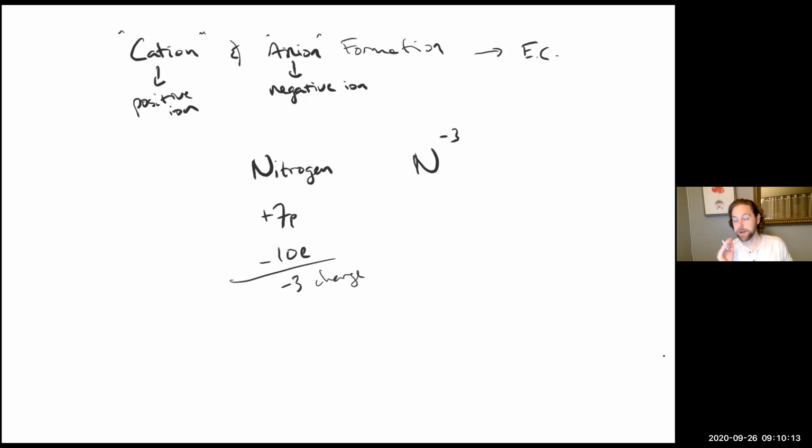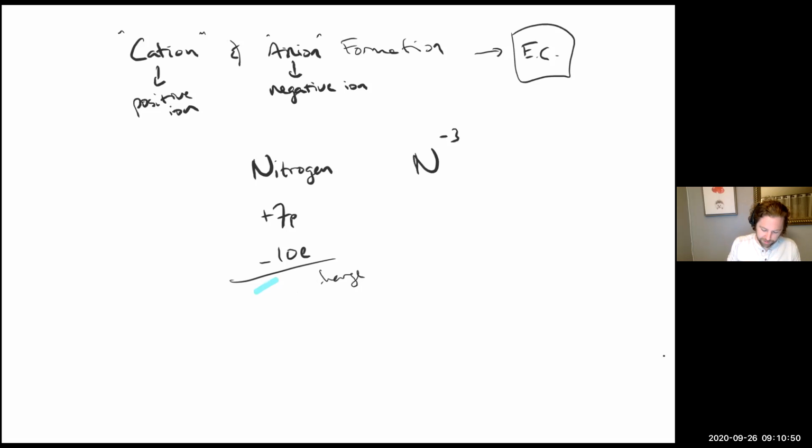So when we look at the periodic table and try to figure out some patterns, there are some elements that consistently go through cation formation, and some elements that consistently go through anion formation. I can show you which ones those are. Let me pull up the periodic table. Now, before I jump to the periodic table, let me do a quick example of the electron configuration part of that.